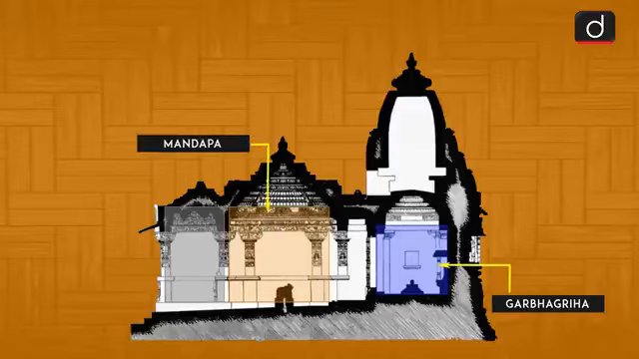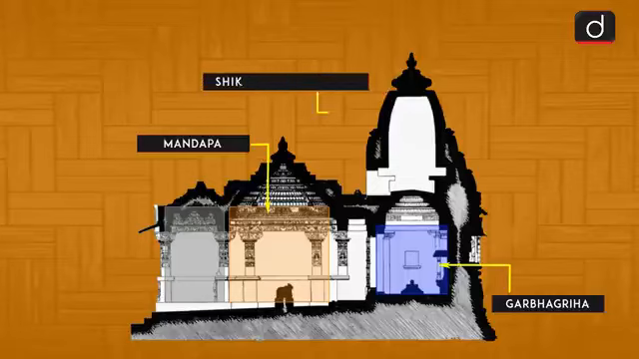The mandapa, the entrance to the temple, could be a portico or a colonnaded hall where worshippers stand. The shikhara or vimana, noticed from the 5th century CE, is a mountain-like spire on top. In North India, it is called shikhara and is curving in shape. In the south, it is a pyramidal tower and is called vimana.